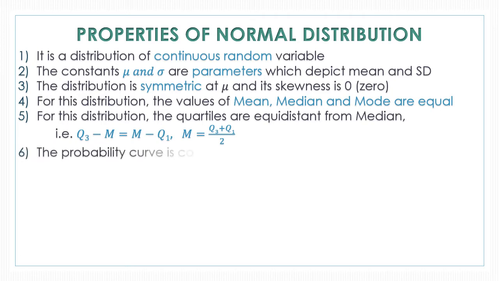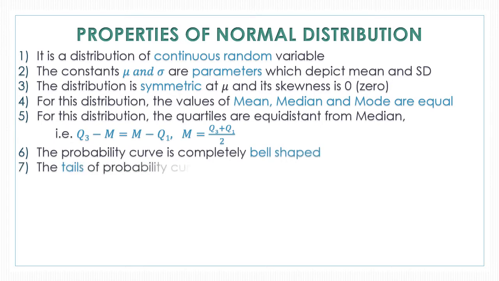The probability curve is completely bell shaped. We have already seen that. The tails of the probability curve never touch the x-axis. Now remember this: never touch the tails of your probability curve, the leftmost and the rightmost parts, to the x-axis. Keep some distance between them, because those tails are considered to be parallel to the x-axis up to infinity.